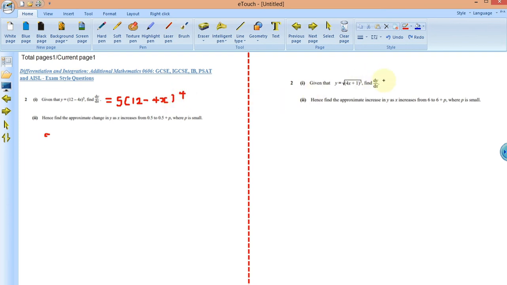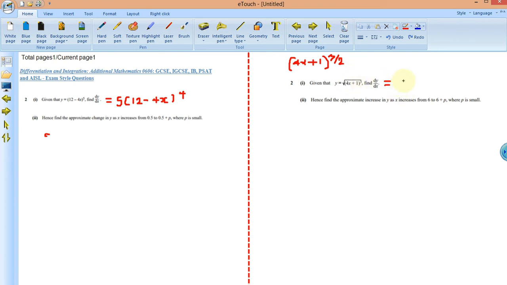Go ahead and do the same thing here to differentiate this one also. The first thing you have to do is remove this square root and rewrite it in power form. So I can rewrite that question as y equals 4x plus 1, then raised to the power of 3 over 2. That's the same thing as the square root. So this is what we have here now, and I will differentiate based on the power. When you have the square root of x, it means x raised to the power 1 over 2. So 1 over 2 times 3 will give you 3 over 2.